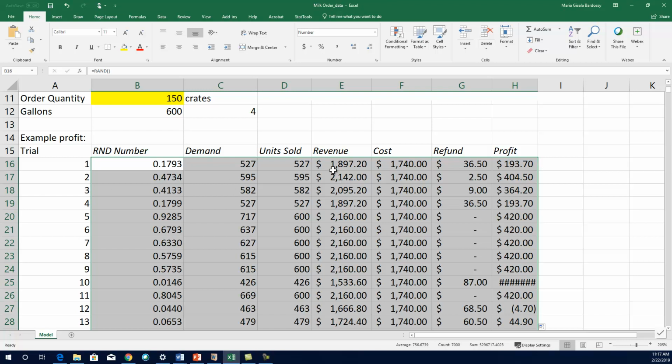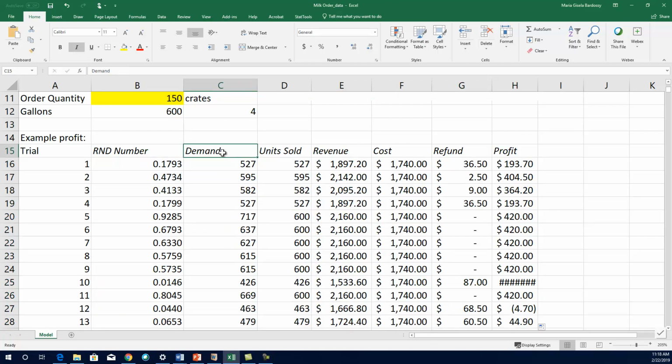So right there, what I have is 1,000 weeks of data. So I simulated demand for 1,000 weeks. And for each of them, I calculated the number of units sold, the revenue, the cost, the refund, and the profit. You can see here, the cost is always the same because in my simulation I'm always ordering the same quantity. But I can see that my profit varies and it changes. Some weeks it's high, some weeks it's low, some weeks it's even negative. Here I have a negative value.